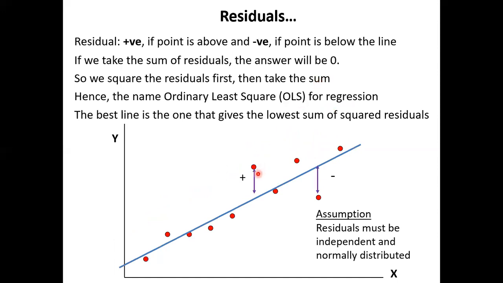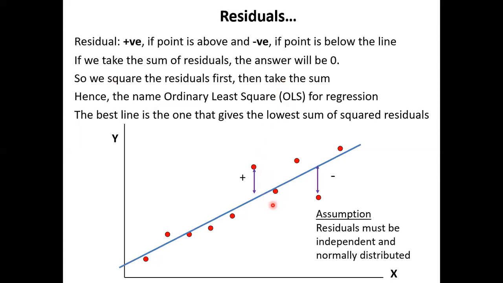These residuals have some assumptions. Every test has assumptions. So we know what a residual is. Residuals can be positive if above the line, negative if below the line. If we take the sum of the residuals, the answer will be 0. Plus and minus cancel out. So what do we do? We square the distances and then take the sum.